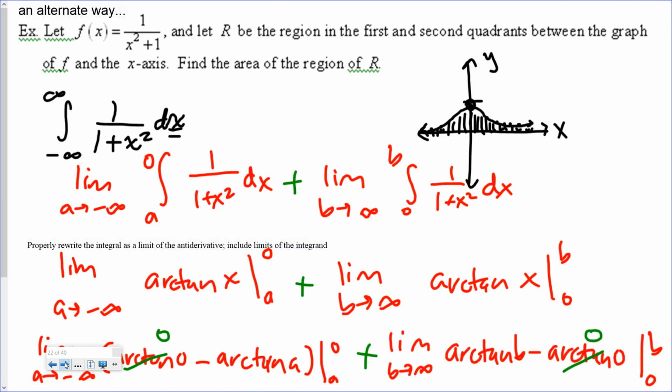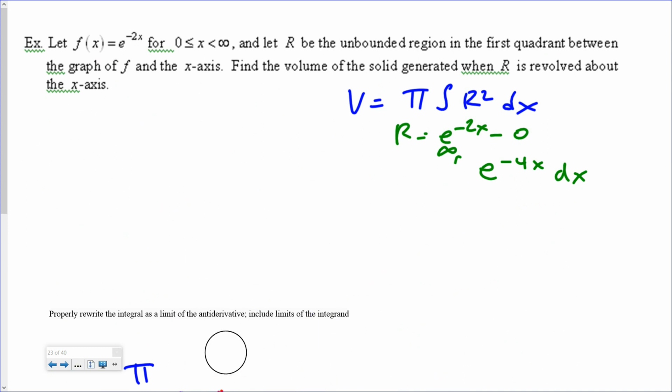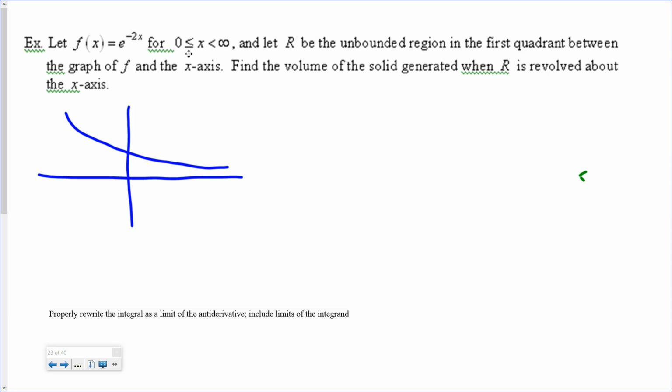Let's move to your next problem here. You will have volume and area on your test, so we need to not forget that. If you graph e to the negative 2x, you have to know how to do that too. It's the opposite of e to the x, so it's going to look something like this. You want to just look from 0 to infinity, so I'm just focusing on this part of the graph. R is going to be the region in the first quadrant between this function and the x-axis, so this is my R right here.